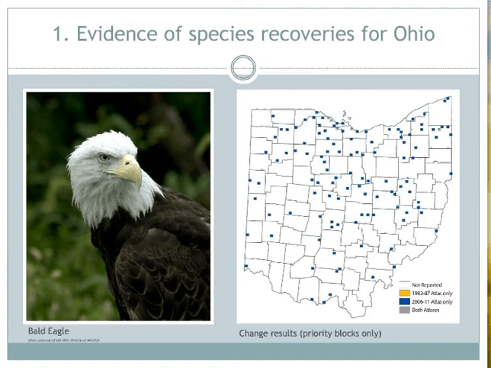Here we have the results for bald eagle. You can see by these few gray blocks up around in the Western Lake Erie Basin that they're fairly non-existent in Ohio during the first Atlas. But in the second Atlas, we're finding them throughout the state. I think there's over 300 nests now, and even in locations along Indiana, Kentucky, West Virginia, and Pennsylvania borders.